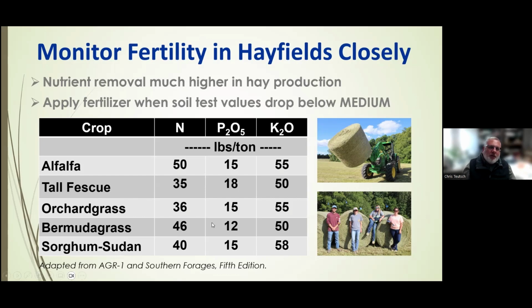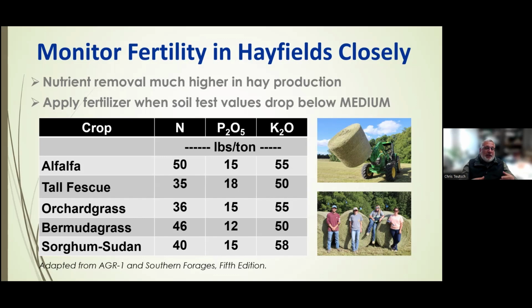What I want you to notice here, for example, is the amount of nutrients removed by different crops. If we look at orchard grass, for example, we're removing around 36 pounds of nitrogen in every ton of orchard grass hay produced. We're removing about 15 pounds of phosphorus, P2O5, and about 55 pounds of K2O. So if we have a good year, we're removing 45 pounds of phosphorus per acre, and we're removing 150 to 160 or 170 pounds of K2O with a yield of 3 tons of orchard grass per acre.